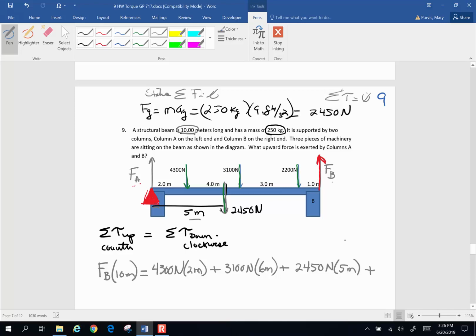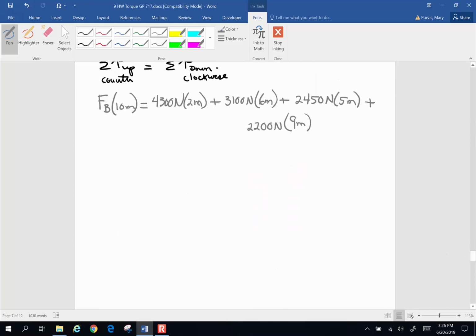Plus, and I wrote too big, so I've got to keep going. I already did my 3,100, did my weight. Next one is the 2,200. 2,200 newtons times, okay, the entire beam is 10 meters. I'm 1 from the left, so the distance from here to the axis of rotation is 9 meters. Now, all I have to do is mathematically simplify this.